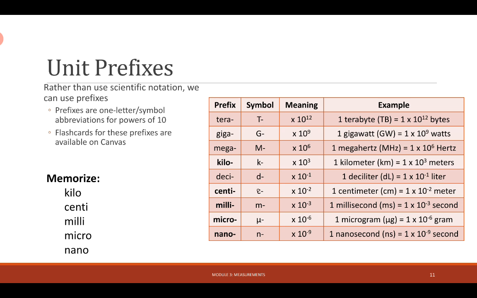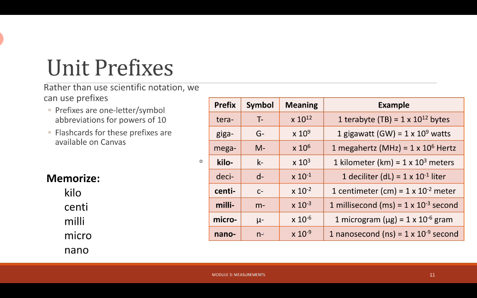And then these other ones are more familiar for small things like nano. You might have heard of nanoparticles. And then centi and milli are like centimeters, milliliters, and those are on lots of different packaging and whatnot. So some of these prefixes you've probably heard before.